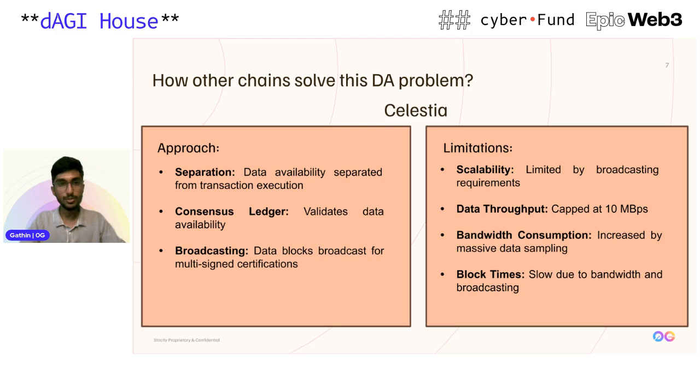Data blocks are broadcast for multi-sign certifications, which will cause certain problems like congestion, speed, and efficiency. All these problems can be experienced with this approach. The limitation of the Celestia network was scalability, as I told you, limited by broadcasting requirements. Next is the data throughput, capped at 10 Mbps. This speed is very low compared to what 0G offers, and it's not scalable.